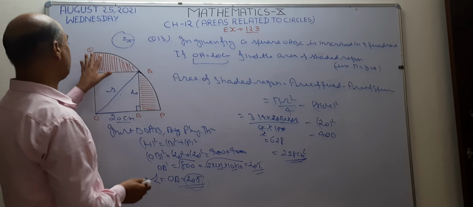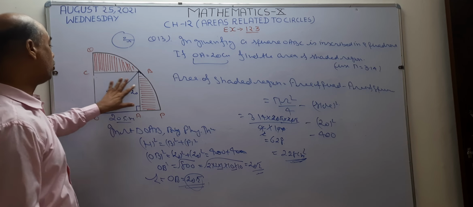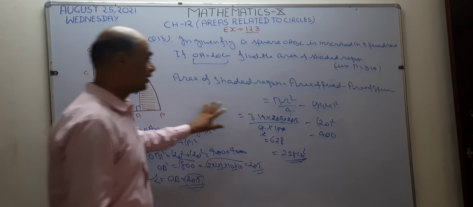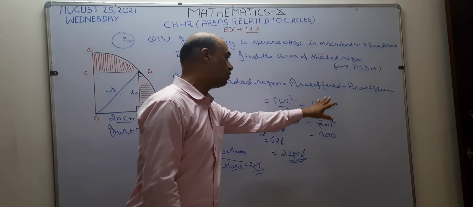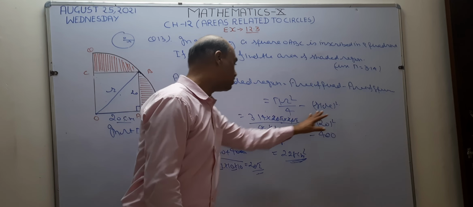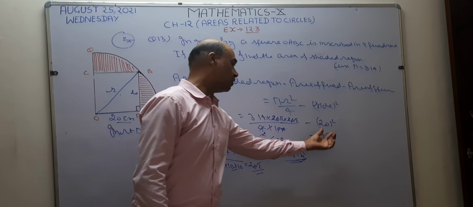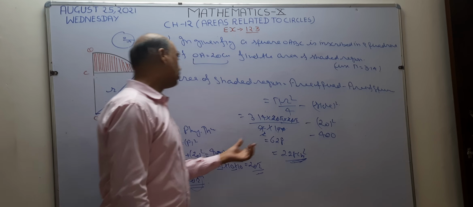From this quadrant, simple question is this one. From this quadrant, you are going to subtract area of this square. Area of quadrant, you know, pi r square by 4. Area of square, you know, side square, side is given 20. 20 square become 400.